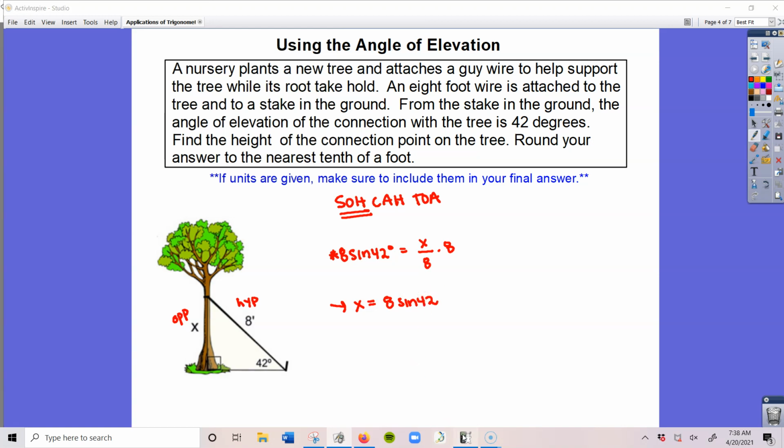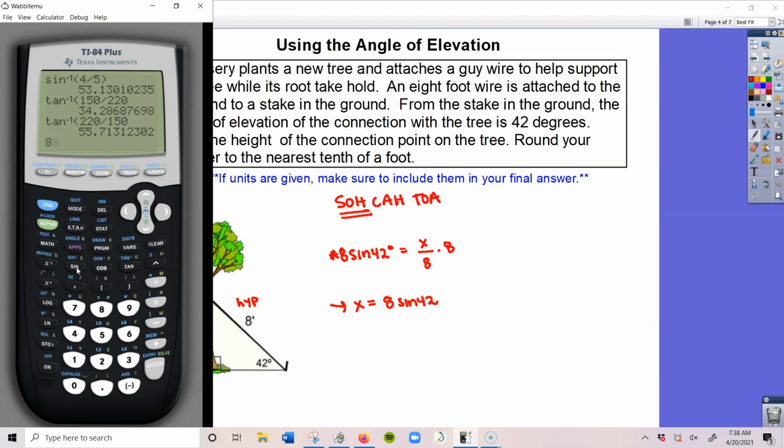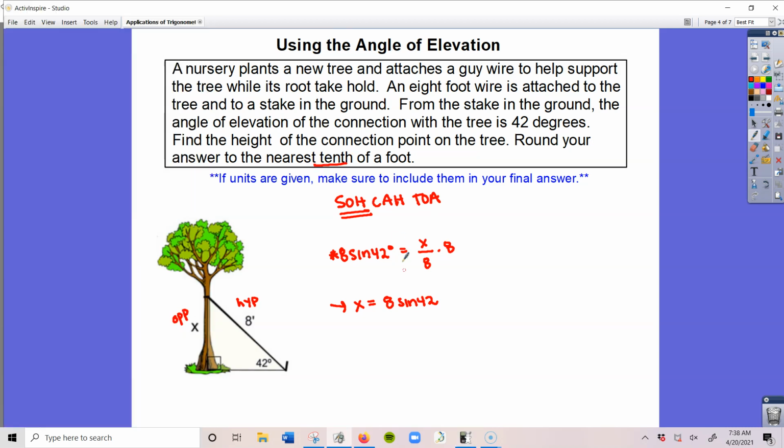So now I go to my calculator, I put 8 sine 42, enter, and I get 5.353, which it says here to round to the nearest tenth of a foot, so 1 decimal point. So that means that this is 5.4, and then our units, because you always want to make sure that you indicate units, would be feet. Let's look at another example.